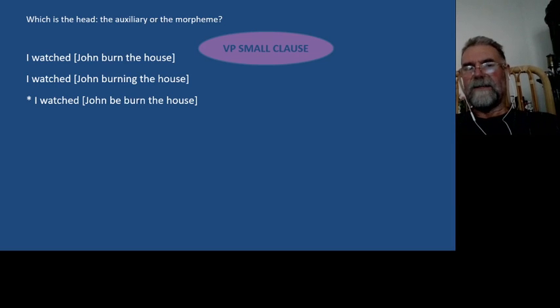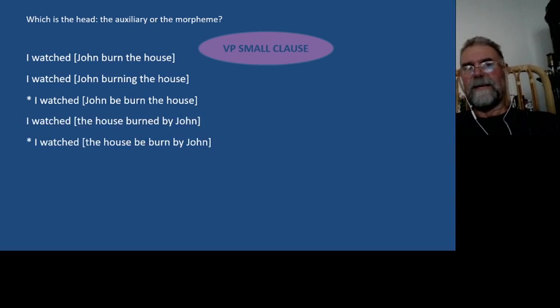And in fact, you couldn't represent this progressive just by using the auxiliary and not the morpheme. So you couldn't say, "I watched John be burn the house." You have to have the morpheme and you can't have the auxiliary verb. Exactly the same is true for passive. "I watched the house burned by John."